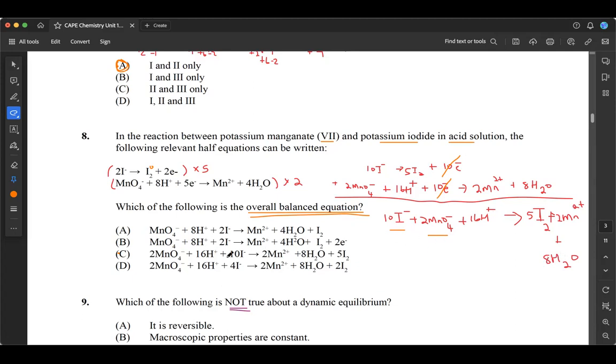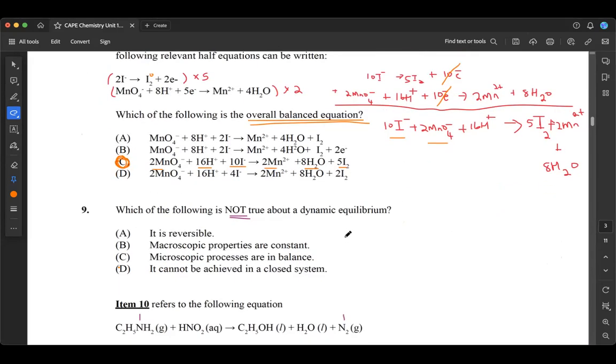So we're going to look for that answer among these. We're looking for 10 iodide. So that's this one: 2 MnO4, 16H plus, 2 Mn2 plus, 5 iodide, and 8 water. So that's C, right? The key thing here is just to make sure that you balance your charges from the jump and then cancel out whatever cancels, and you come up with your overall balanced equation, okay? So 8 is C.